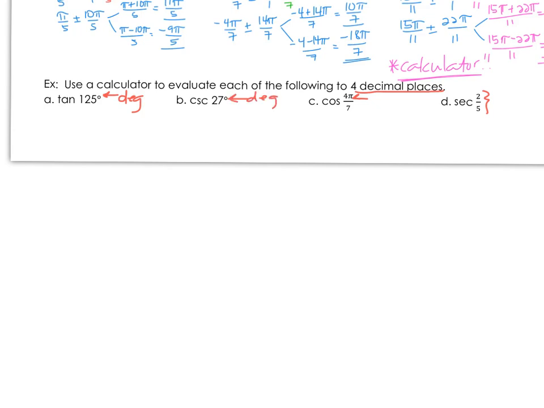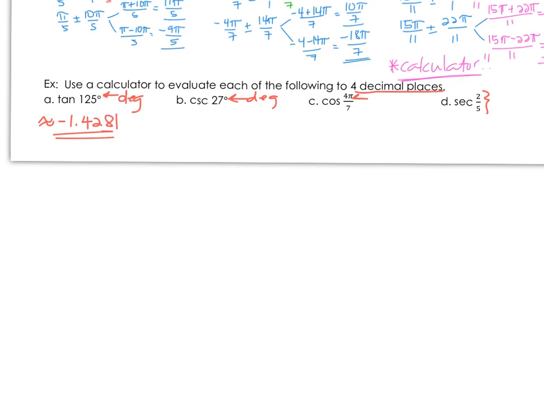Now tangent is one of our 3 trig functions on the circle, or excuse me, on our calculator. You can go ahead and enter tan 125, and you should get approximately, to 4 decimal places, negative 1.4281. Please make sure to try that on your calculator so that you understand how to plug it in.